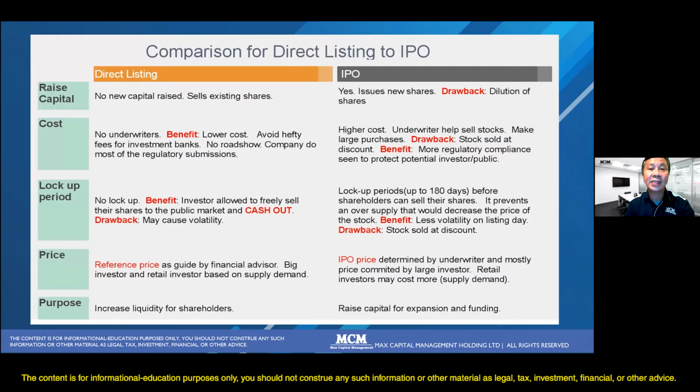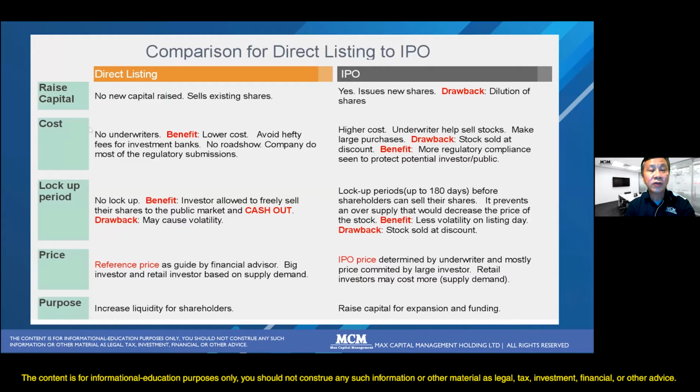So this is a comparison of IPO and direct listing. In direct listing, no new capital is raised. Only existing shares are being sold. So raising capital only happens in an IPO. New shares will be issued. However, the drawback will be dilution of shares. Compared to direct listing, there is no dilution of the share value.